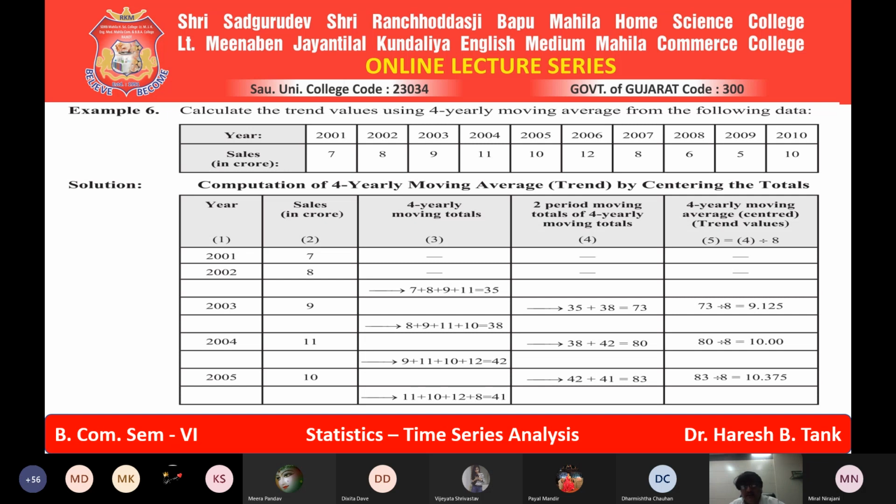So while putting it in the next column, what are the numbers now? 73 against 2003. What would be the element against 2004? It would be 38 plus 42 becomes 80. The number against 2005 would be 42 plus 41 becomes 83. What would be the element against 2006 now? 77. 77, right?